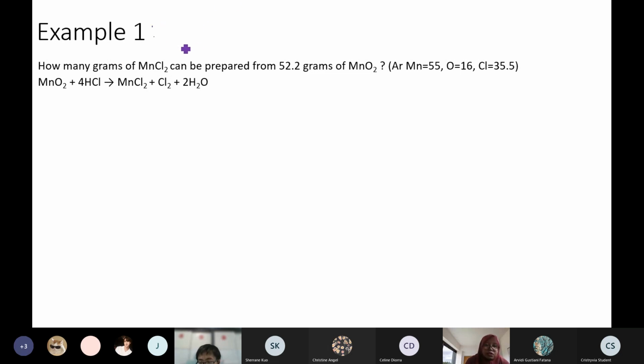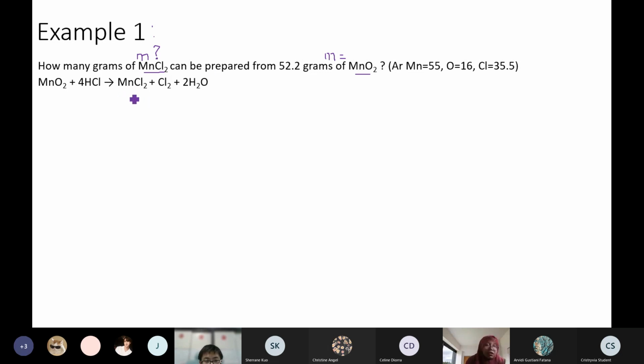The first question, we will find mass if we know the mass of a reactant or the product. How many grams? Grams is the unit of mass. So this question asks about the mass of MnCl2 that can be prepared from 52.2 grams. This is also a mass, the mass of MnO2. We have Ar and then the chemical reaction.